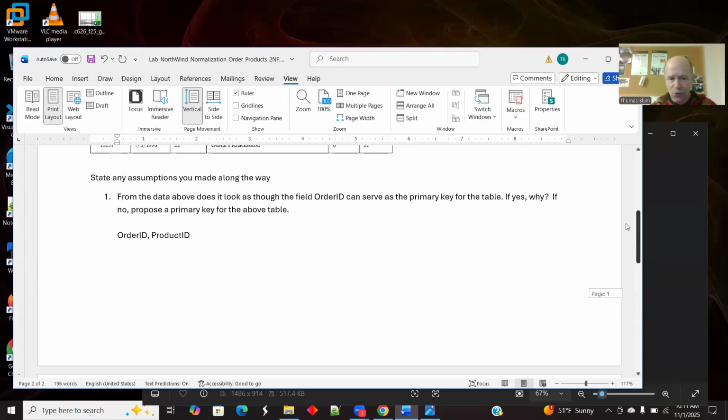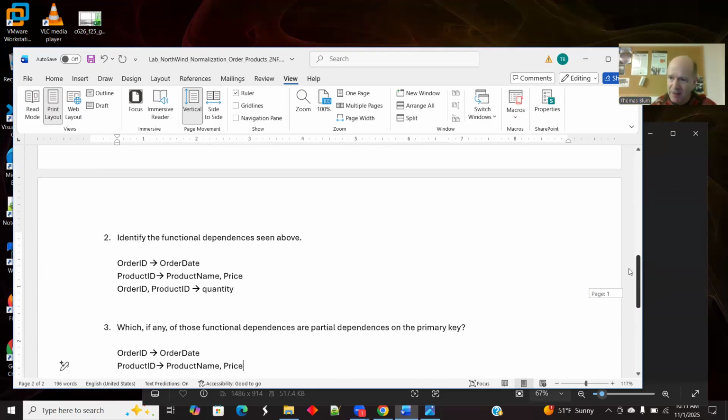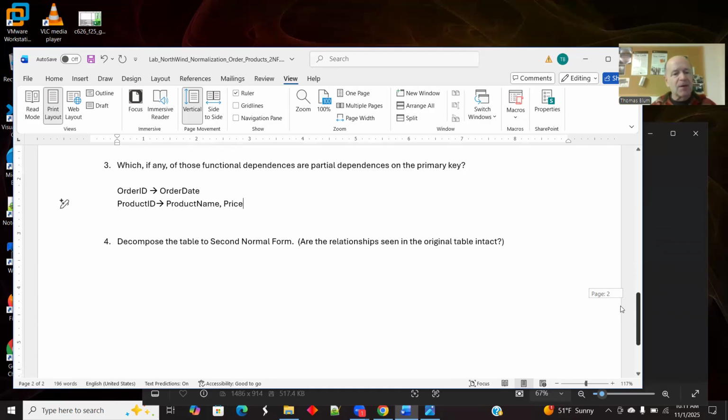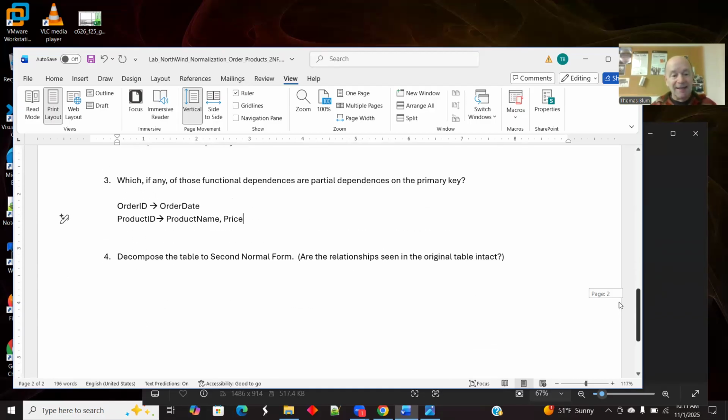So our primary key was order ID, product ID. Order ID by itself is a proper subset. Product ID is a proper subset. But order ID, product ID is not a proper subset. It's the whole thing. Okay, and now we're going to decompose the table. And so we're going to say that there was an order with an order ID and an order date. Those are the things here that second normal form is telling us to pull out.